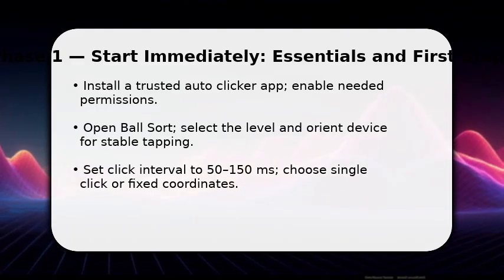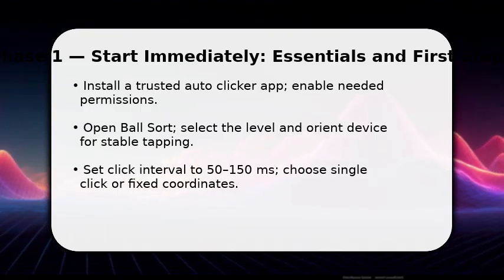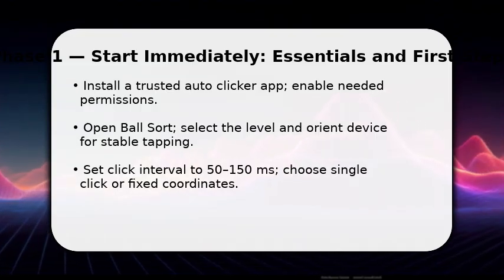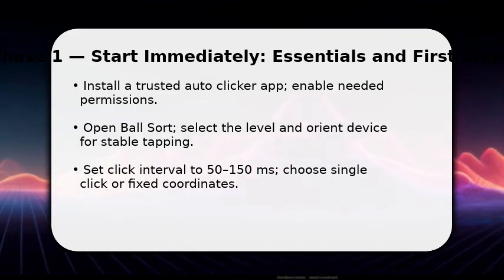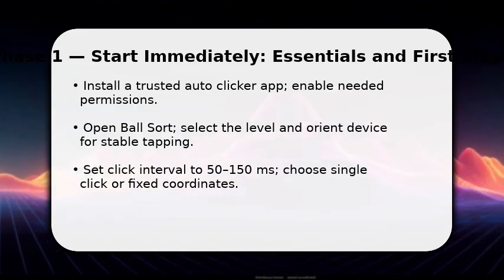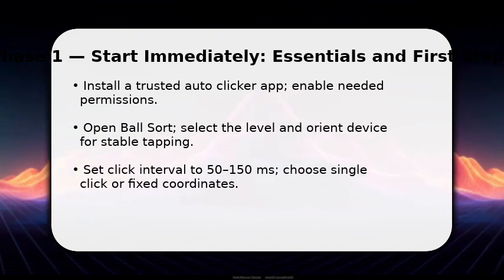Next, configure the clicker. Set a 50 to 150 millisecond interval for human-like speed, pick single tap mode, and record the first coordinates at the tube top. Once done, save that initial macro so you can replay it immediately.